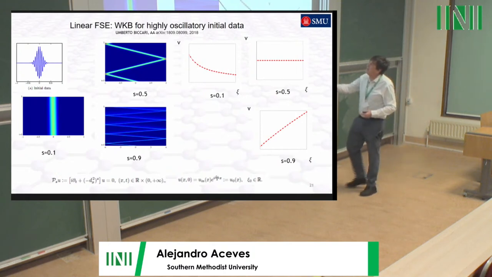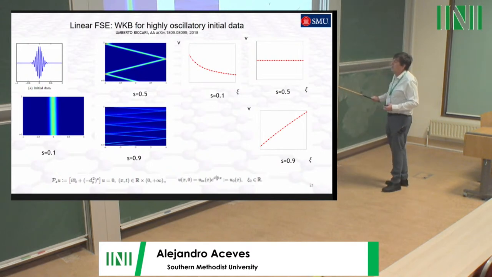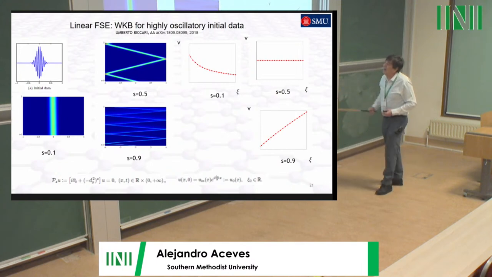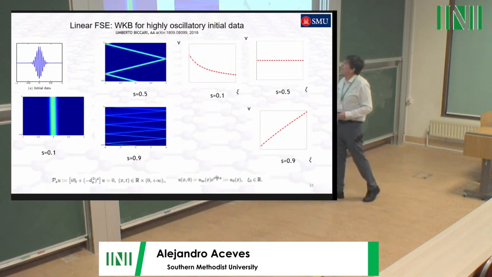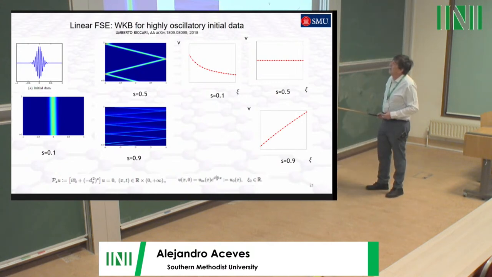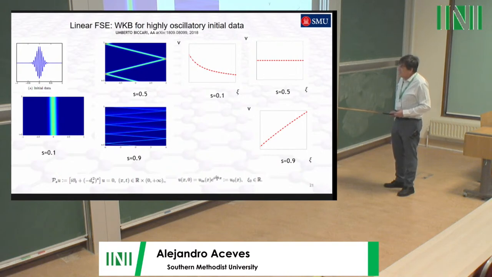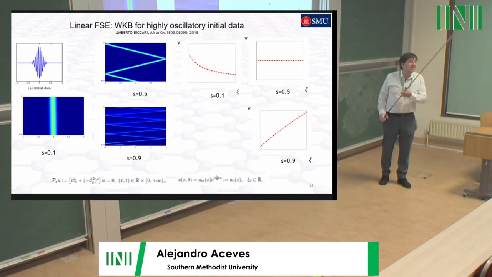Here are numerical simulations of how the highly oscillatory initial condition behaves at different levels of fractionality. Notice there is no transport, it stays locked for very small s, whereas in other cases there is this behavior. Here is the behavior of the velocity, how it's evolving in terms of the level of fractionality.